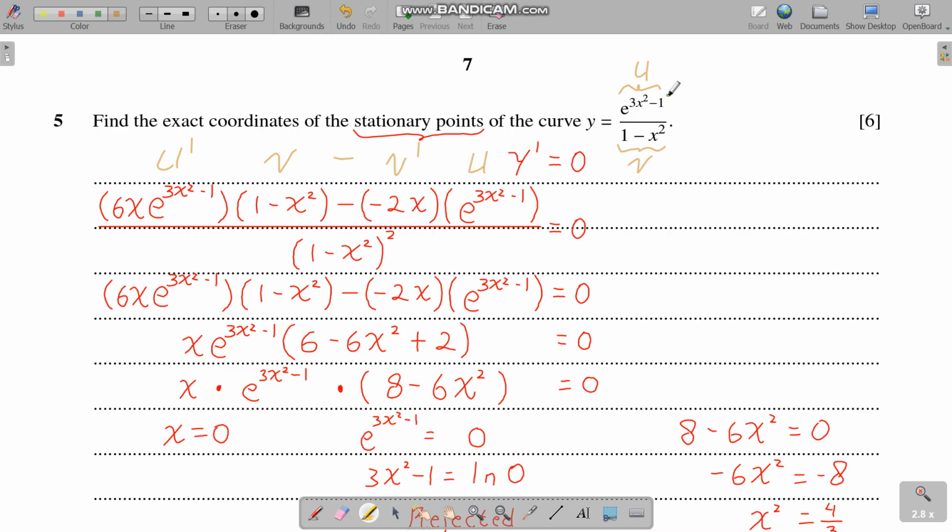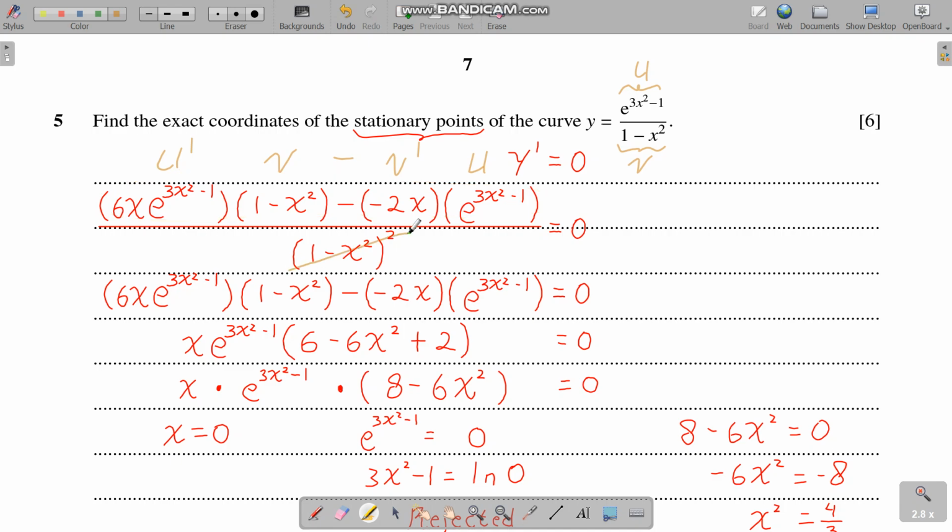So this is the u, this is the v. U prime is the derivative of e to the 3x squared minus 1, and using the MF19 formula, the derivative of e to the x is just e to the x, which means it's going to be exactly the same, but because of the chain rule, we have to multiply by the derivative of the power, which is 6x. And for the v prime, this is the derivative, so 1 becomes 0, minus x squared becomes minus 2x.